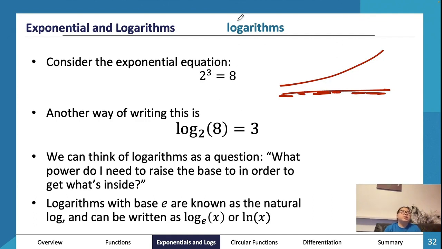For logs, it's the inverse function of an exponential. If this was the exponential function, what we do is this is now the result, this is the base, and this is the power. So the base is kept the same, and the only things that change positions are the power and the result. How I like to think of a log is that logs are actually powers.